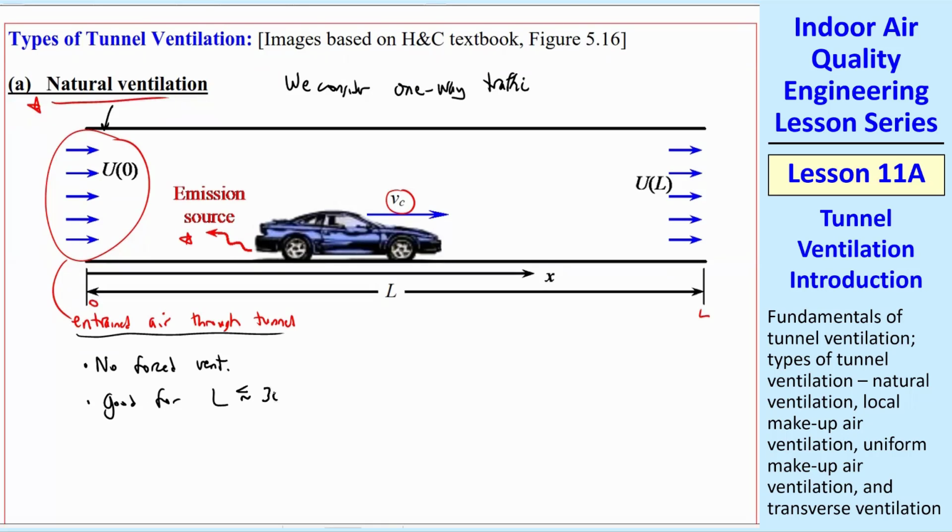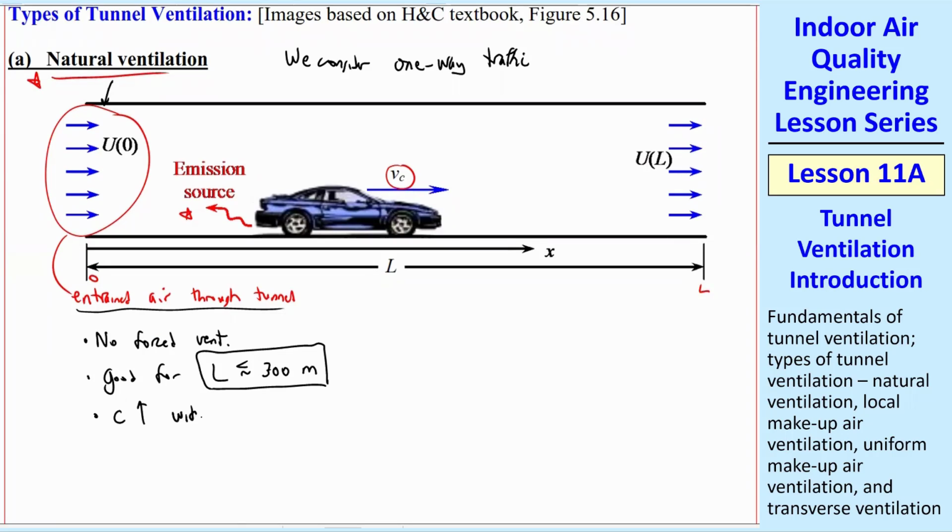And by short, we mean less than about 300 meters. A football field is about 100 meters. So imagine a tunnel less than about 3 football fields is about the limit of where you can use natural ventilation. The problem is that C grows with x. There's no place for the emission to go. So C is some value here, and it will be a different value here, where C2 is greater than C1 because the air's moving and picking up air pollution as it moves along, so that by the time it exits the tunnel, you're going to have a fairly large concentration of CO or whatever other contaminant you're talking about.